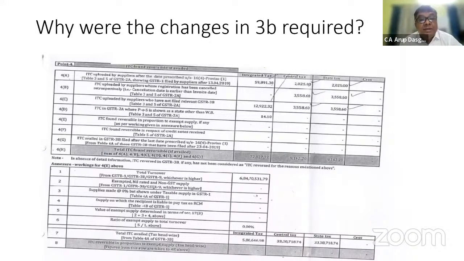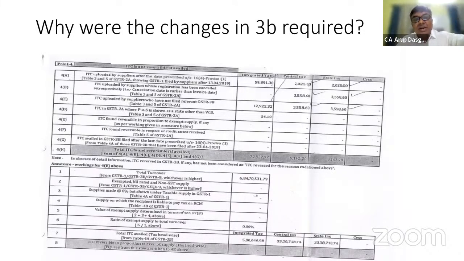Next is ITC uploaded by suppliers whose registrations have been cancelled retrospectively. So what is happening here? You avail the ITC basis the 2B. 2B में आ गया था, आपने देख लिया कि 2B में आ गया है, तो आपने क्रेडिट अवेल कर लिया. इसके बाद 3 महीने के बाद what happened? The registration of that particular taxpayer gets cancelled. So as and when the registration of the taxpayer gets cancelled, it is shown in GSTR 2A, not in 2B, because 2B is a static statement.